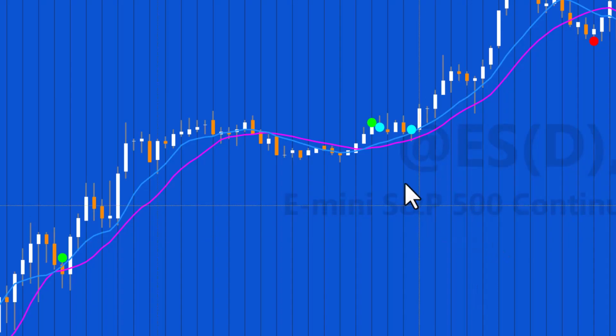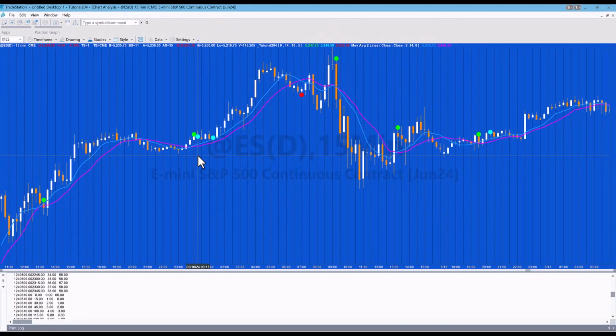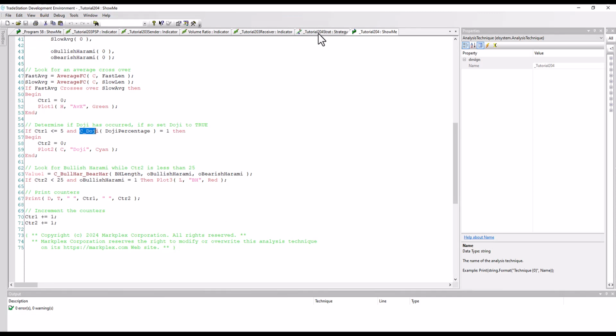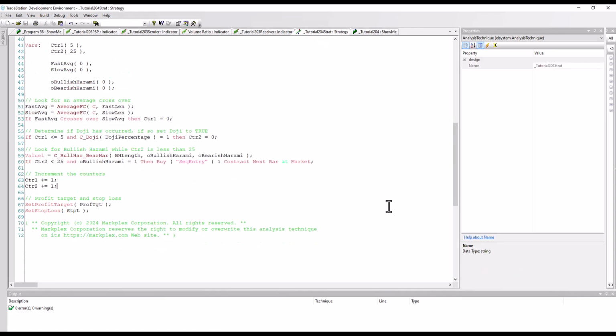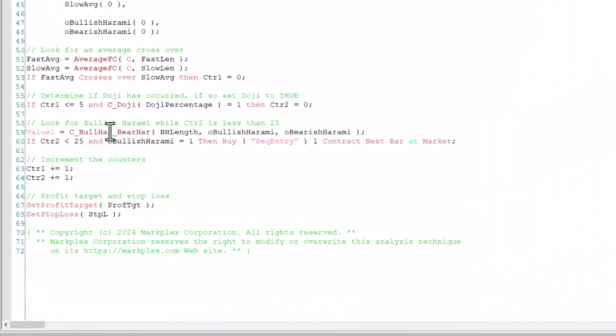What I also did is said, okay, if you get the moving average cross, the doji and the bearish harami, then we want to get into a trade the next bar. So I've created a very simple strategy version of the program, which is exactly the same, apart from obviously we're not drawing the dots anymore, but we say if counter 2 is less than 25 and it's bullish harami, then we buy a contract next bar at market. There's no particular reason I've used moving average cross, doji and bullish harami. It's just to demonstrate this technique, which can be quite useful in a number of circumstances.